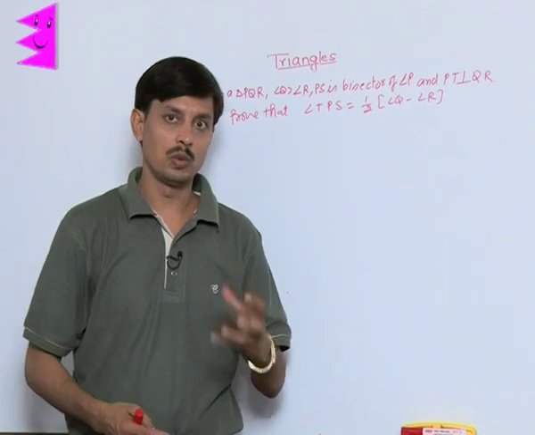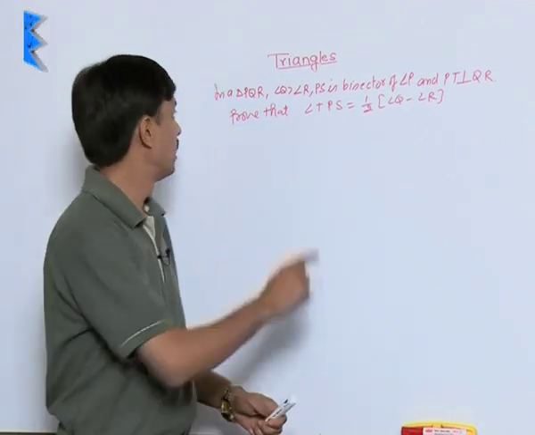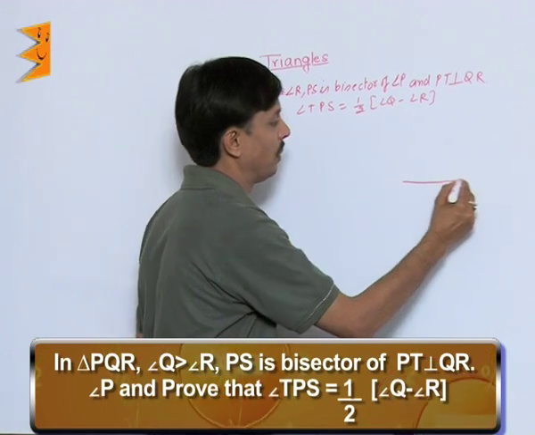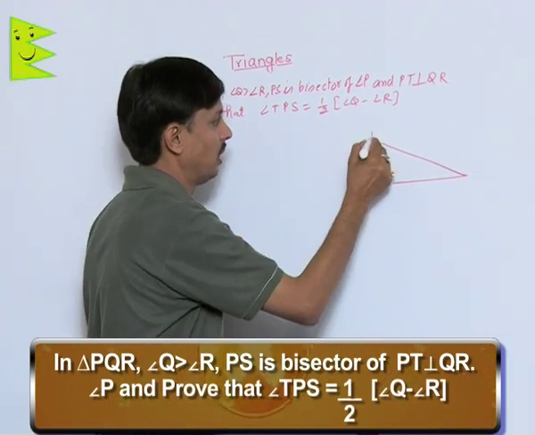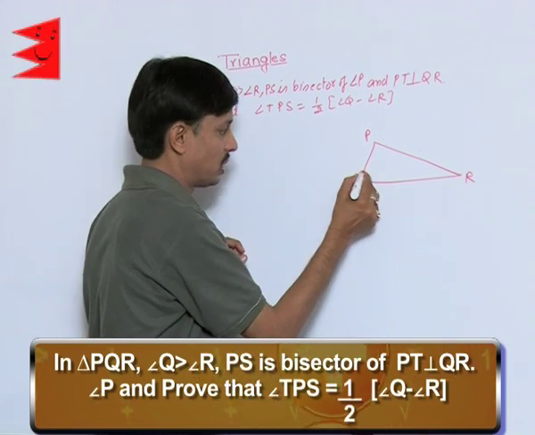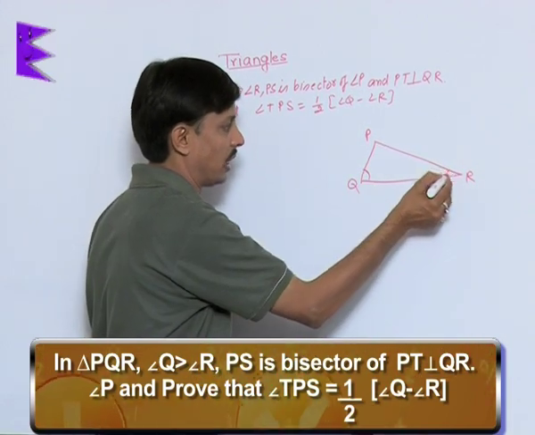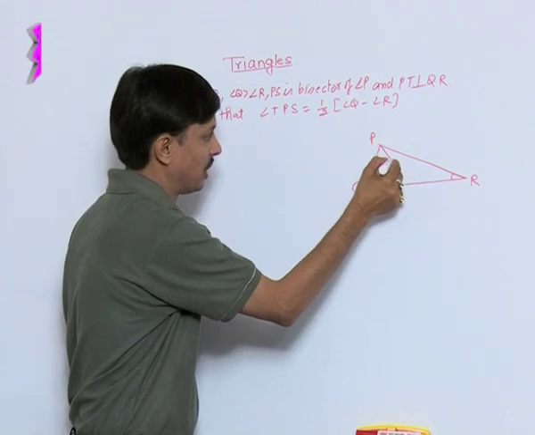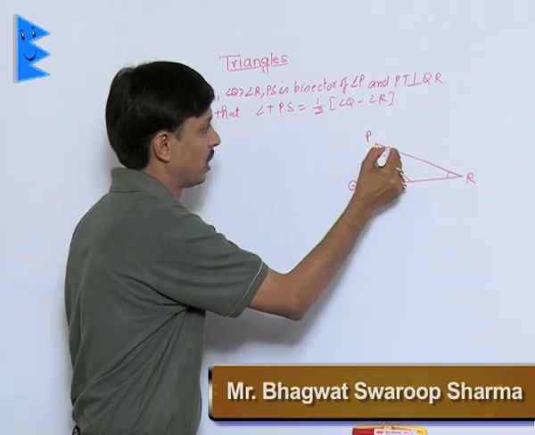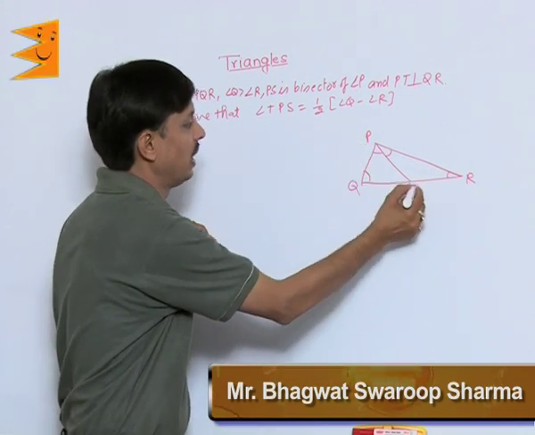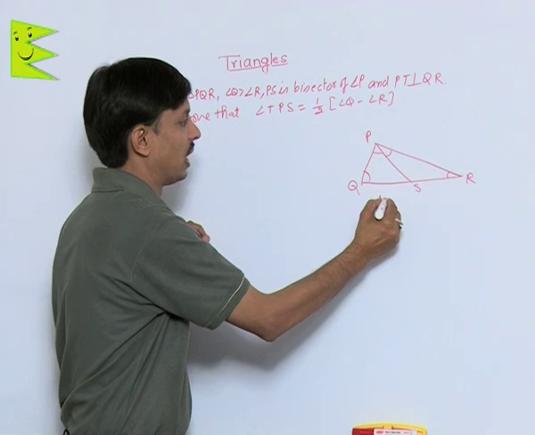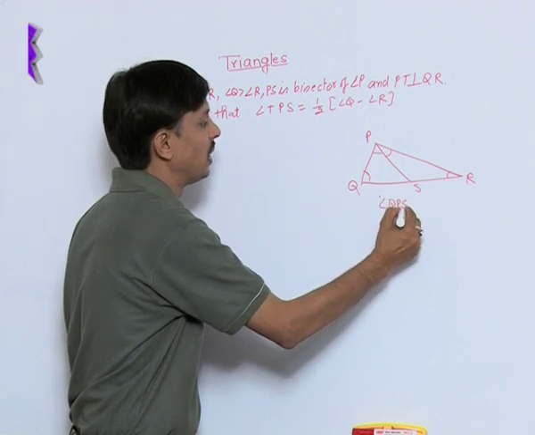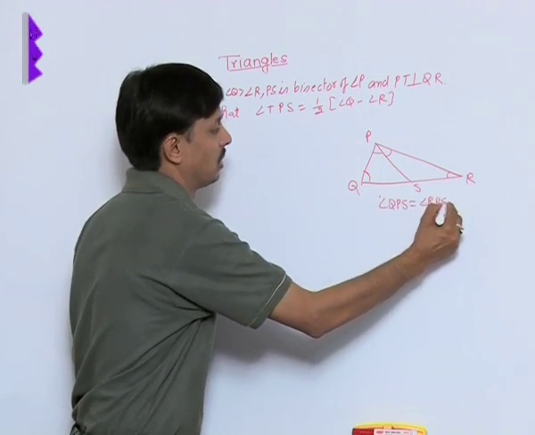Now I want to discuss with you one very important question of the chapter. In triangle PQR, angle Q is greater than angle R. So the shape will be like this, this is the triangle PQR, where it seems that angle Q is greater than angle R. PS is the bisector of angle P. This is the PS, which is the bisector of angle P, meaning angle QPS is equal to angle RPS, because these are equal.